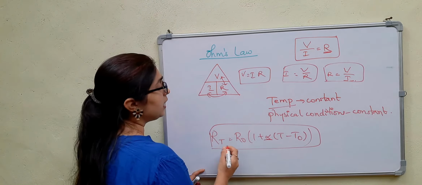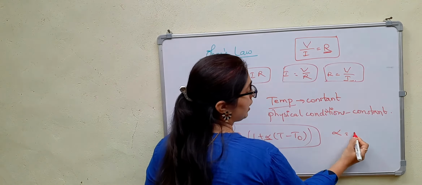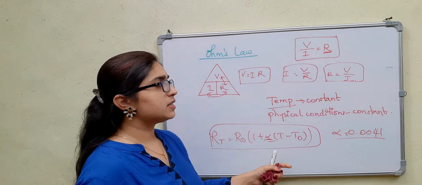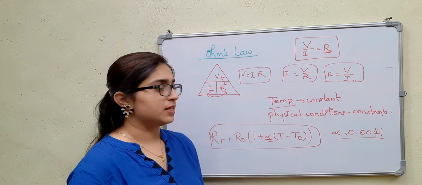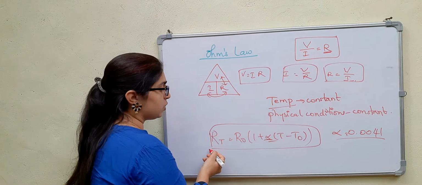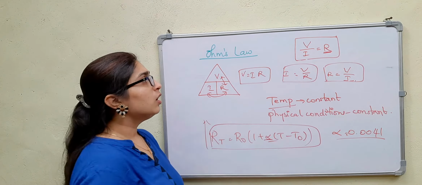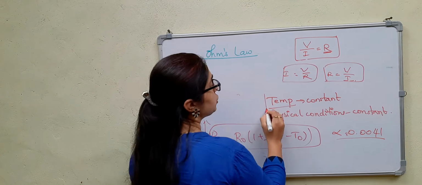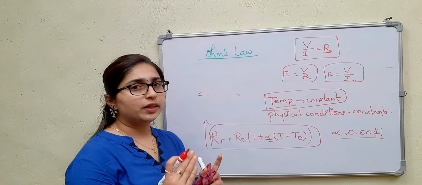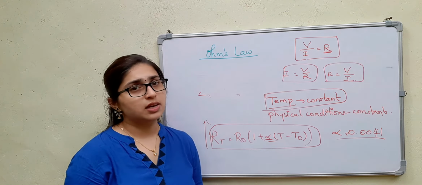What happens if I increase the temperature? Your resistance also increases, because for copper wire, if I consider, alpha will be something like 0.0041. This is a positive temperature coefficient of resistance. So in case of conductors, as the temperature increases, your resistance value also increases. That means this V by I is not a constant anymore. That is why they say the temperature should be constant. And in case of a filament bulb, when the current starts to increase, the temperature increases. When the temperature increases, obviously it affects the resistance.